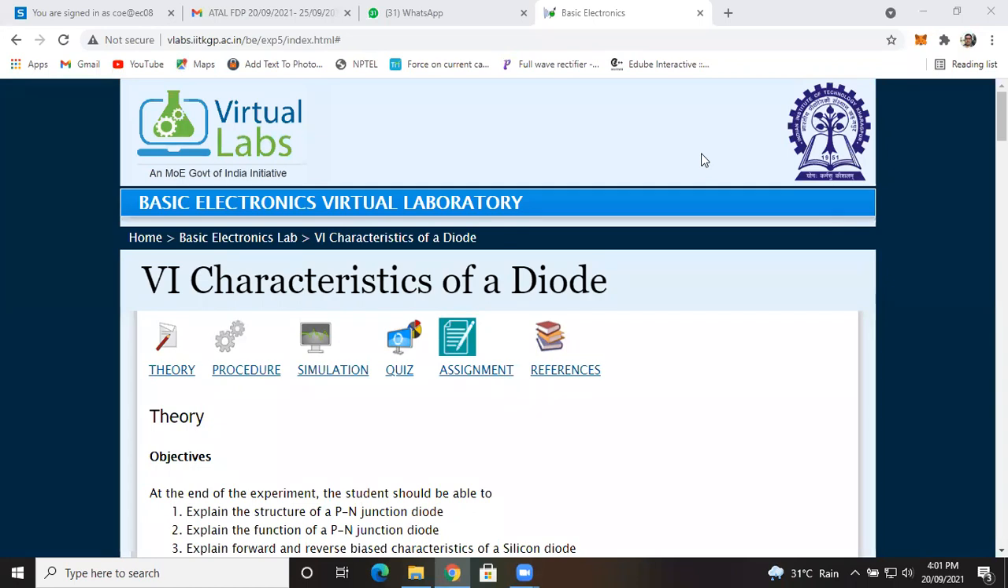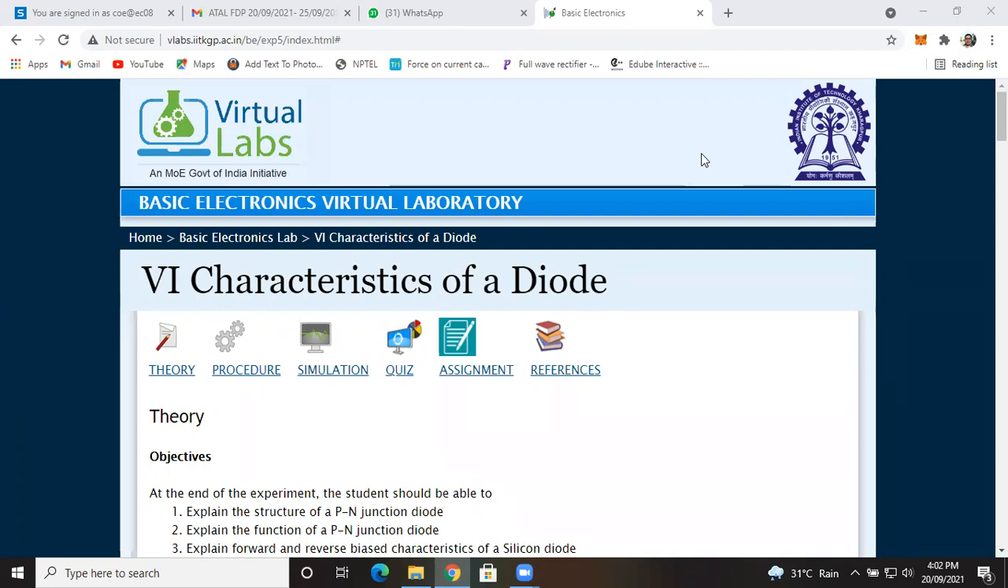What is meant by this V? V stands for the voltage and I stands for the current. It means the voltage across the diode and the current flowing through the diode. The graph which is plotted between the voltage and current related to the diode is called the VI characteristic of a diode.